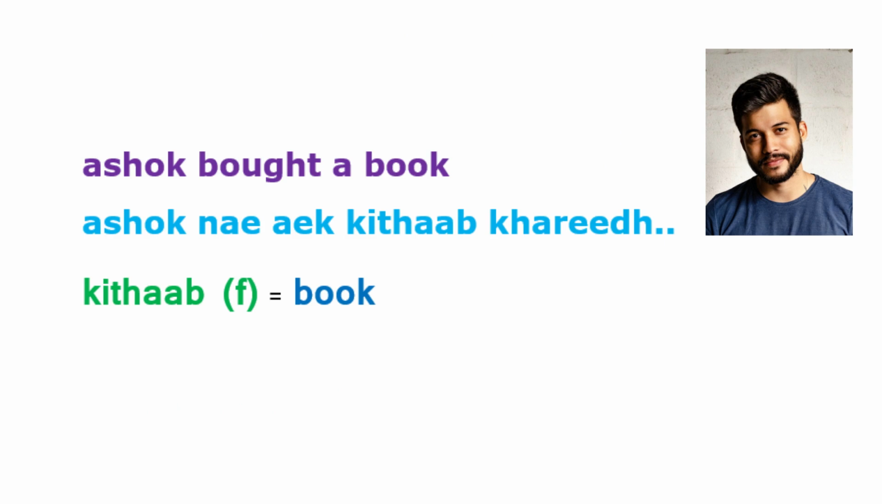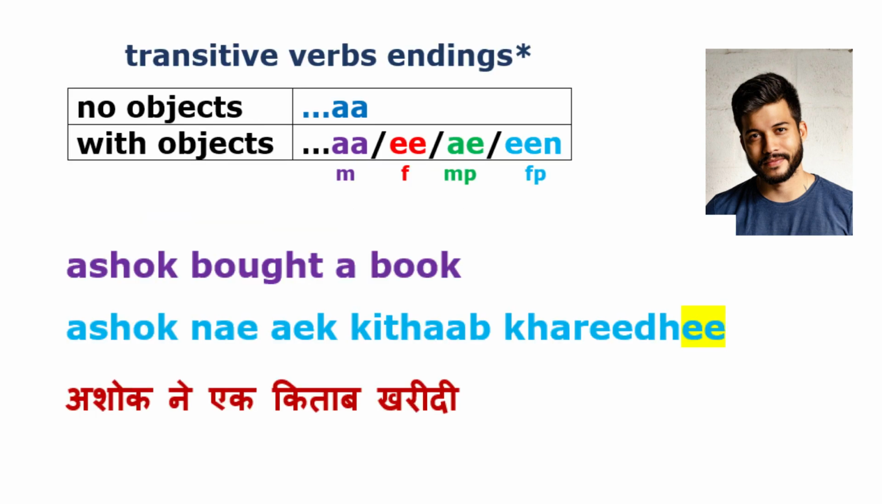The next one is, again we are talking about Ashok. Ashok bought a book. Ashok ne ek kitab, and kitab is feminine, and we are talking about just one kitab, that is one book. So it's Ashok ne ek kitab kharid. What is that going to be? We'll see that. Okay, here we come. Ashok bought a book. Ashok ne ek kitab kharidi. And because it's kitab, that's book, singular feminine, kharidi. Ashok ne ek kitab kharidi.